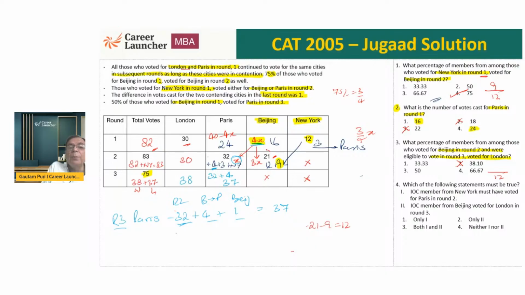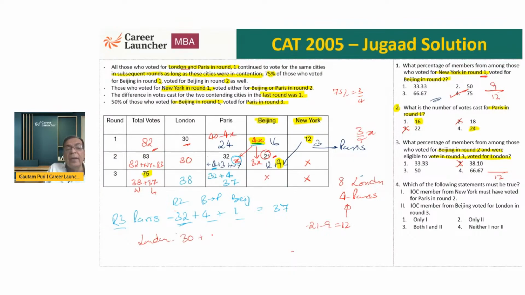Out of these 21 people, 9 are out, so he is left with 12. Out of these 12, what has happened? 4 have voted for Paris. If 4 have voted for Paris, where have the other 8 votes gone? They have gone to London. Okay. So that means out of these 21, what is London? London got 30 votes in round 2.